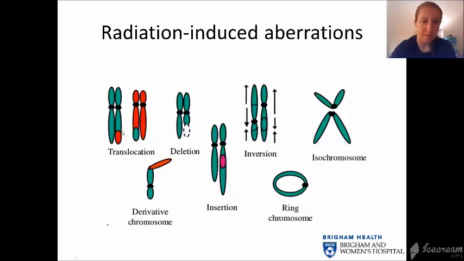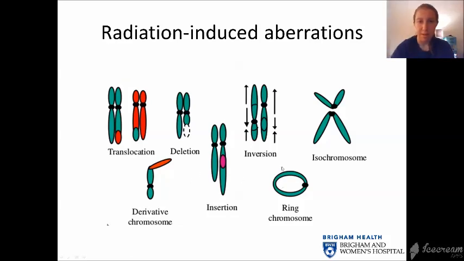You can get a translocation, which is when these two parts of the chromosome break off and then reconnect because they're sticky, but they don't connect with the right chromosome. The chromosome can just have a deletion, so all this DNA material here is gone. There can also be an inversion, where the chromosome breaks apart here and inverts. You can also have an insertion, where some foreign material gets inserted into the chromosome. You can also have a ring chromosome, when the top part is cut off and the bottom part is cut off, and they form a ring with each other. You also have the isochromosome and the derivative chromosome.